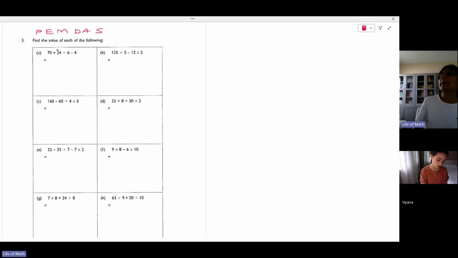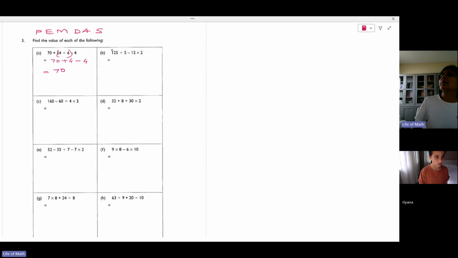Division first. So the parentheses will go around 20 divided by 6. So 70 will come down plus 24 divided by 6 is 4. And then a minus 4 will follow. 4 minus 4 is 0. So the answer is 70. Questions? Next one.